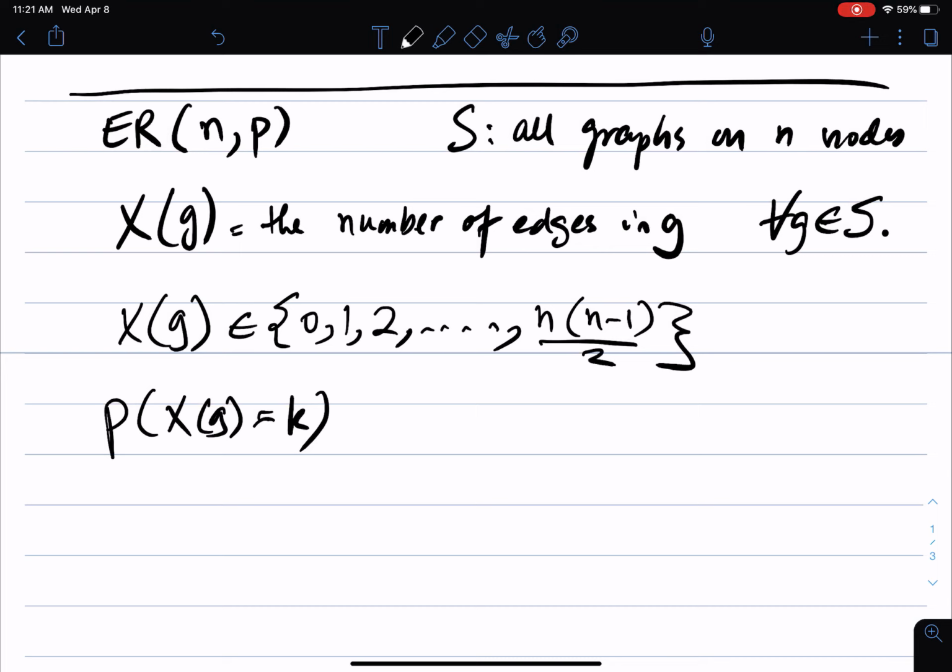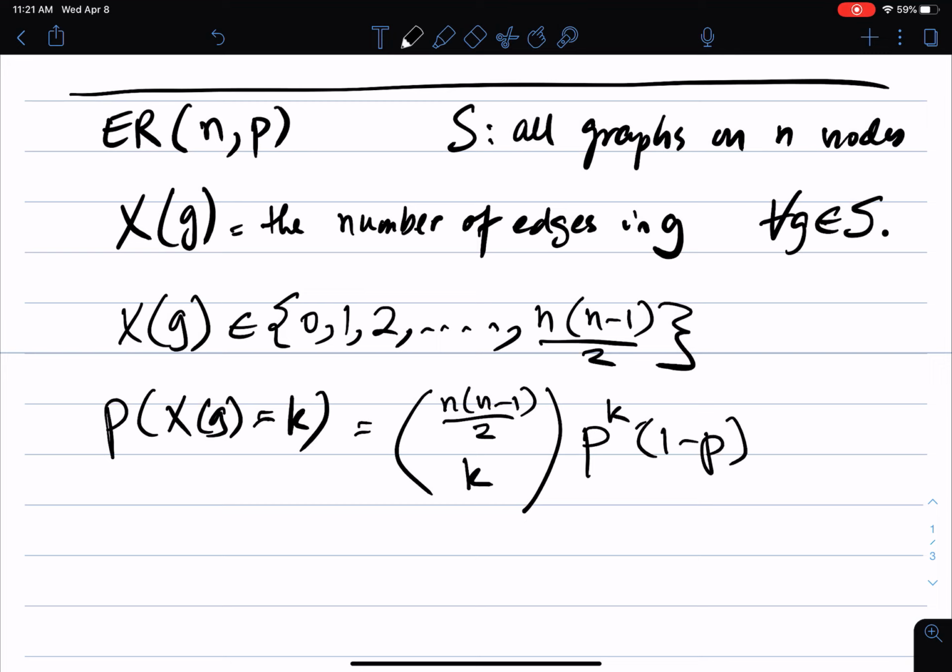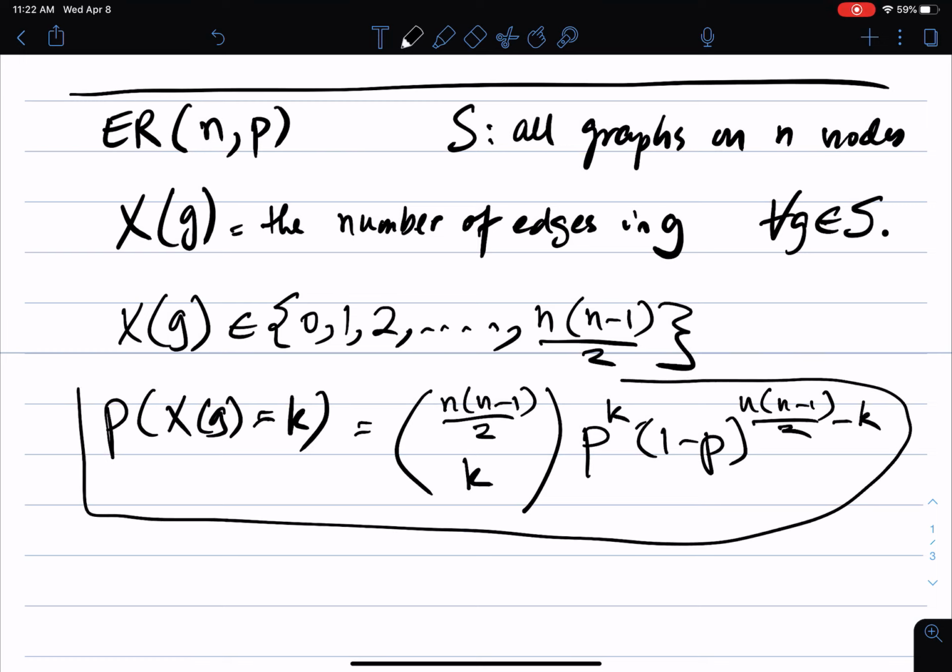So we are asking, what's the probability that this random variable takes the value k? We have done this already when we asked what's the probability that the graph has k edges in it. From each one of these pairs of nodes, we need to choose k, where for k of them we put an edge between them, so this will be p to the k, and for the remaining ones they are not connected by an edge. Okay, so this is the probability distribution of this random variable that assigns to every random graph the number of edges in that graph.